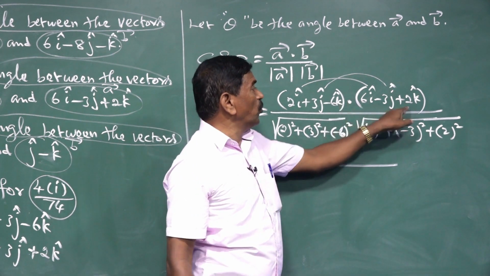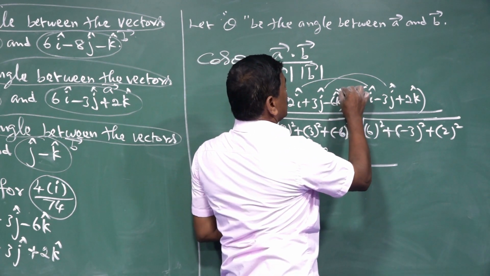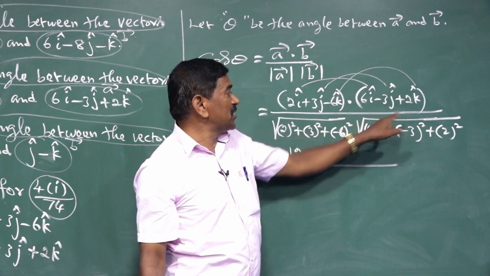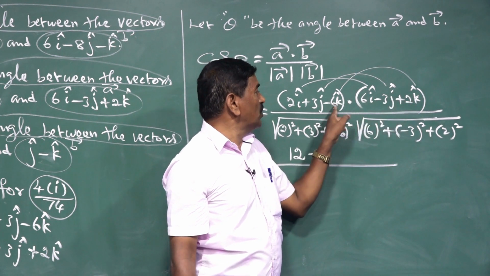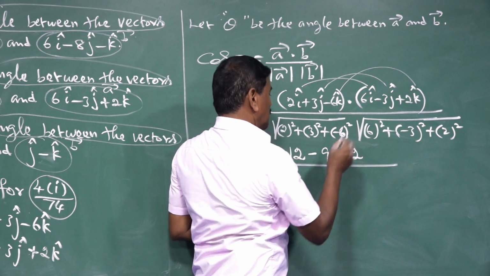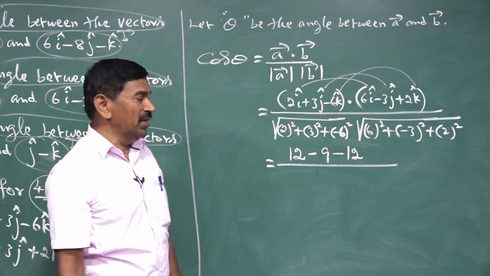Next, k to k. Whether k to k is possible? Yes, k to k is possible. 6 2s are 12, so that is minus 12, because minus into plus is minus 12. Okay, come to the denominator. Divided by?